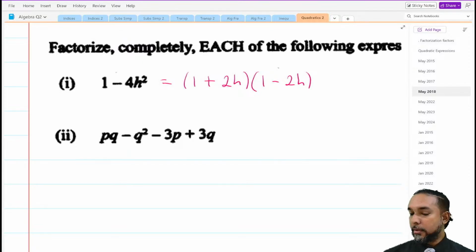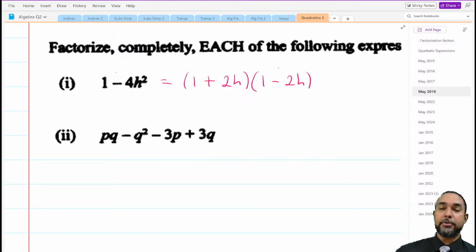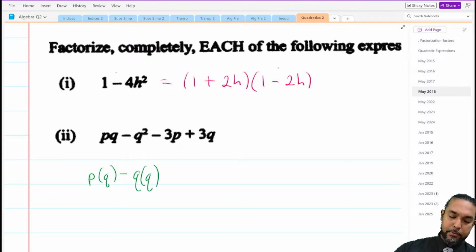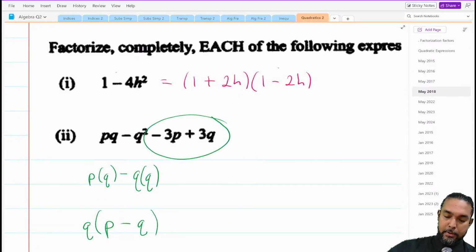Okay, let's see. All right, so between PQ and Q squared. So PQ is P multiplied by Q. Q squared is Q multiplied by Q. So the common factor there is obviously Q. And when you pull it out, what you're going to get in the bracket? P minus Q. Now here, you have minus 3P plus Q.